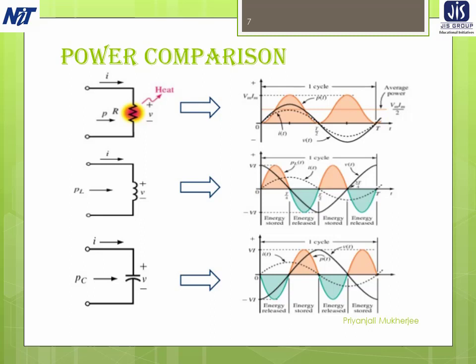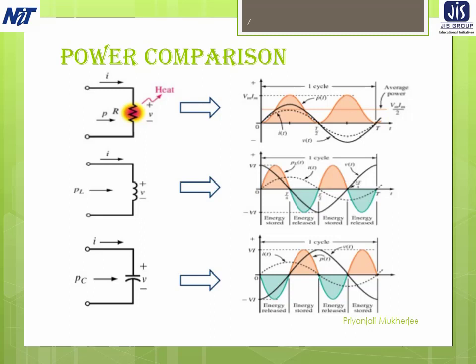the power is again positive, and we can calculate the average power, that is Vm into Im divided by 2, or we can write Vm by root 2 into Im by root 2, that means Vrms into Irms. That means the average power is Vrms into Irms.